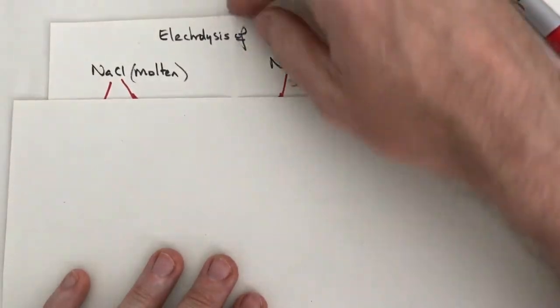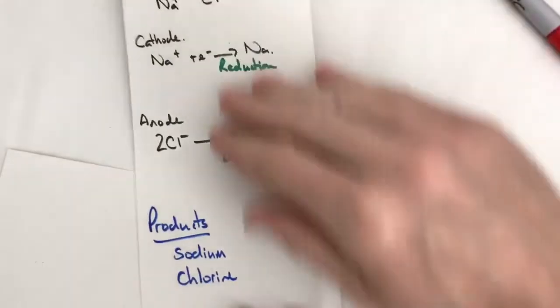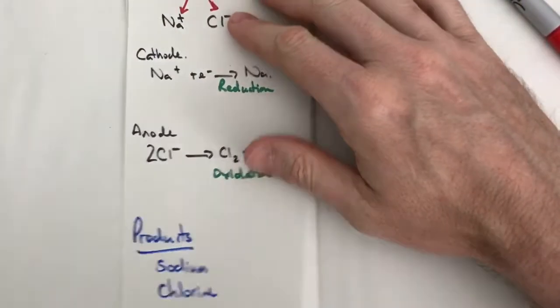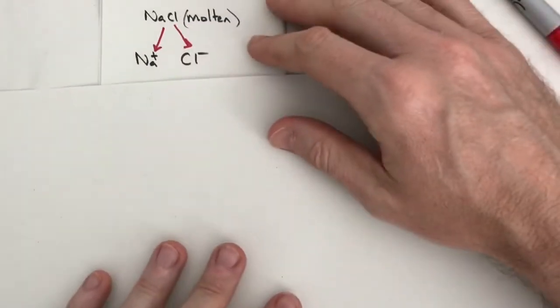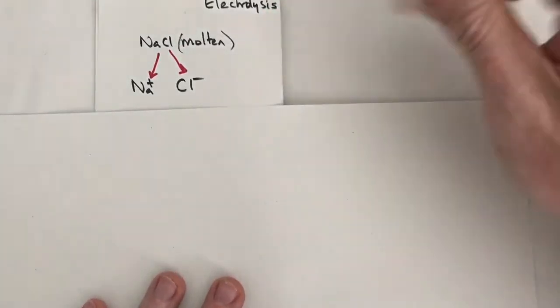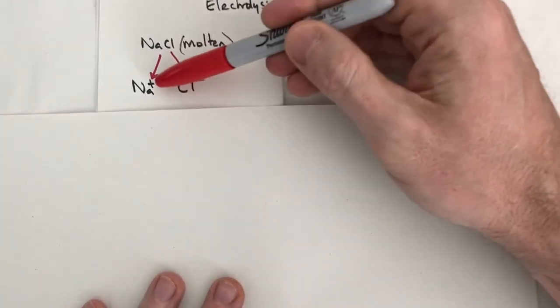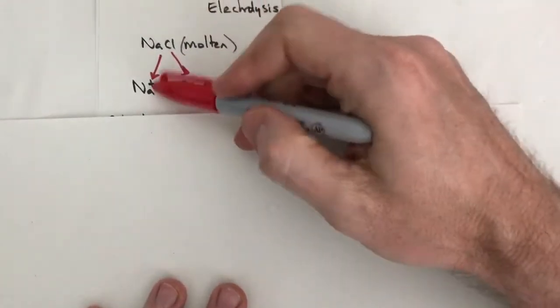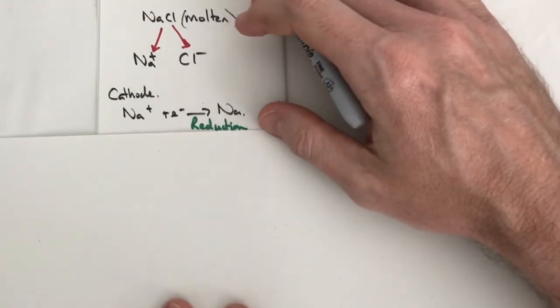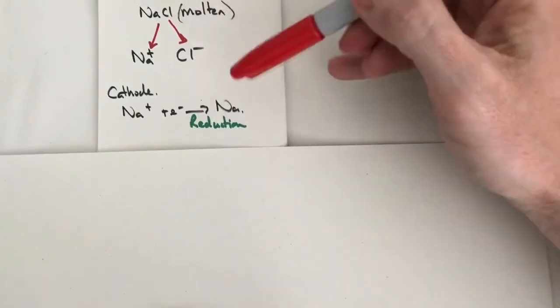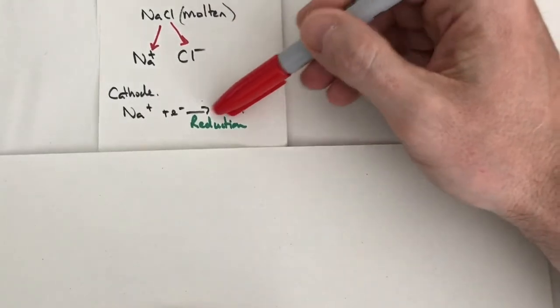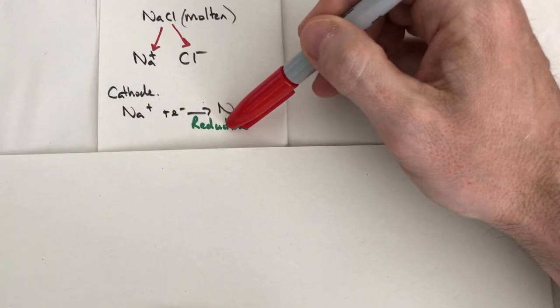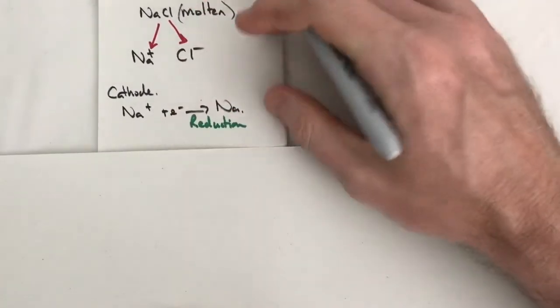To compare these two, I'm just going to fold my sheet in half and then we'll unfold it to do a comparison. Okay, so if I do the electrolysis of molten sodium chloride, then this will break down to give me two ions, sodium ions and chloride ions. The sodium ion is the cation, so that's going to go to the cathode. At the cathode, it'll pick up an electron and it will become sodium metal. And gaining this electron is reduction to produce the sodium.